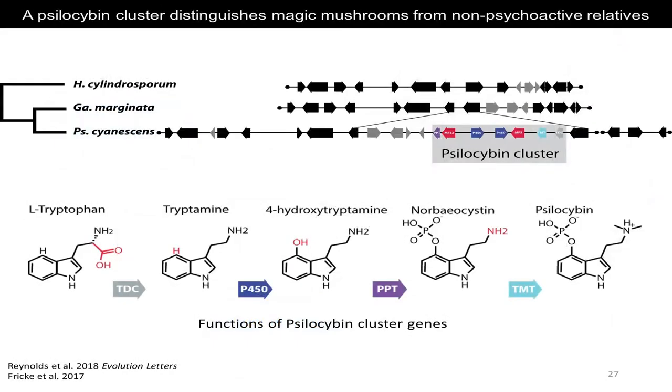And what we ended up with was the psilocybin mushrooms were distinguished from the most close relatives by the insertion of this five-ish gene cluster here. It included a tryptophan decarboxylase, a cytochrome P450 monooxygenase or hydroxylase, a kinase, and a methyltransferase, and also a transporter of unknown function. And this arrangement of genes was similar in all the different lineages.